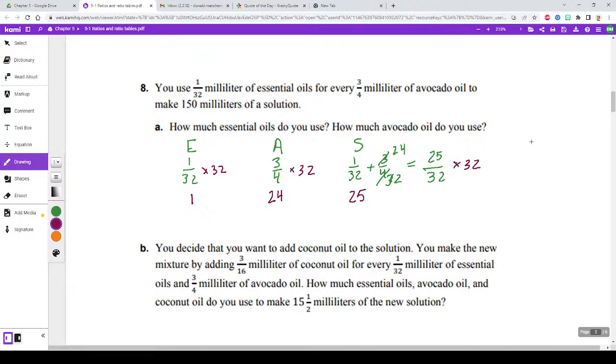So if we stop, I'll do some side scratch work here. 150 divided by 25 gives me 6. So I know that if I multiply 25 by 6, I get 150. So then I'm going to come back over here, multiply the 1 by 6. That gives me 6 milliliters of essential oil. Multiply by 6 here, and 24 times 6 is 144 milliliters of avocado oil.